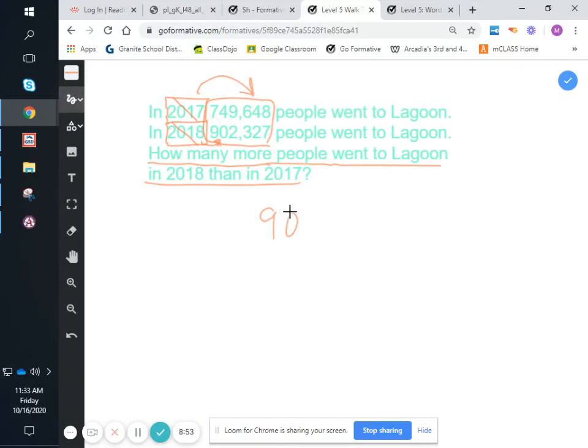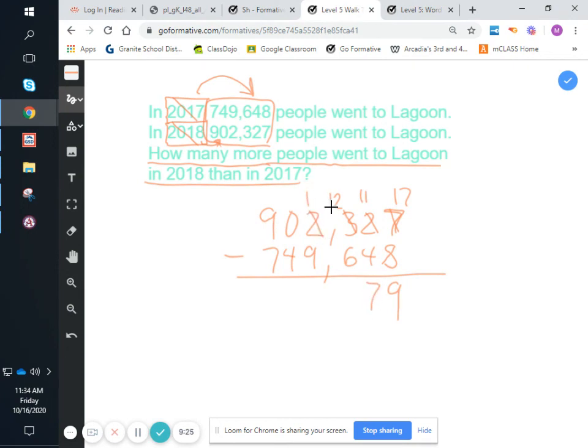So 2018 is our larger number, and 2017 would be 749,648. Okay, 7 take away 8, I can't do. Regroup. 17 take away 8 would be 9. 1 take away 4, I can't do. Got to regroup again. Be 7. 2 take away 6, can't happen. Oh man, whoever made this problem is a mean teacher. 12 take away 6 is 6.